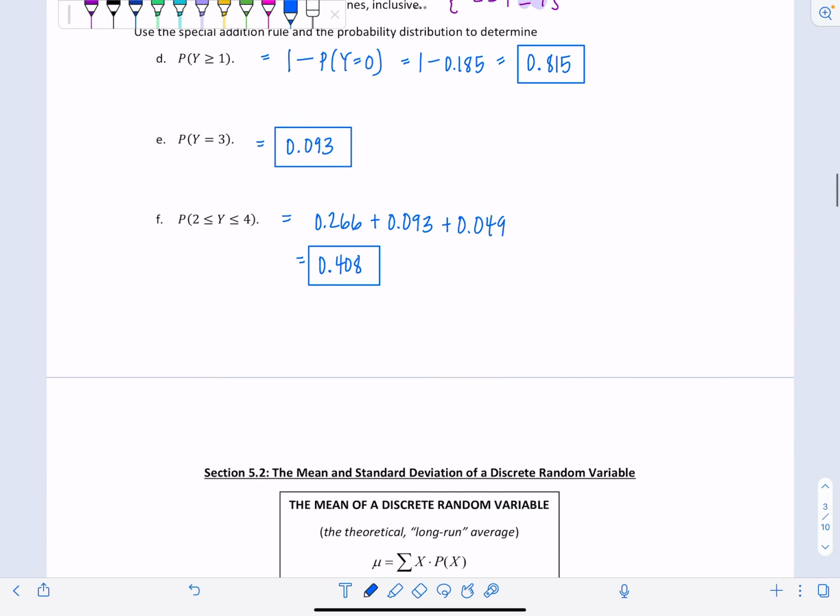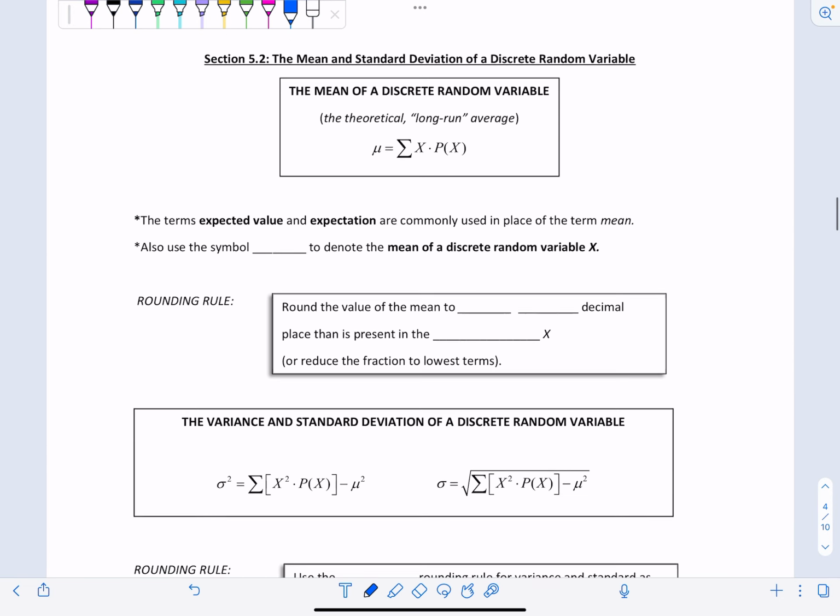Now we're going to look at section 5.2, the mean and standard deviation of a discrete random variable. So the mean of a discrete random variable, the ones that we've just been studying in 5.1, represents the theoretical or long run average. And remember, we've used mu to represent the population mean in the past. So that's the same symbol or notation we're going to use for the mean of a discrete random variable. To compute it, here's the formula.